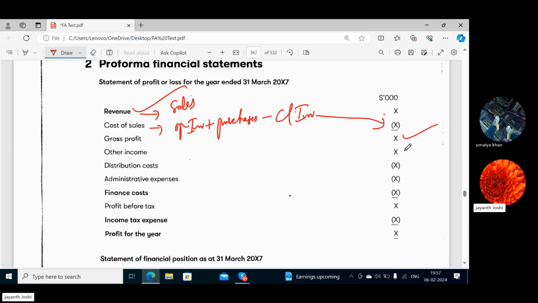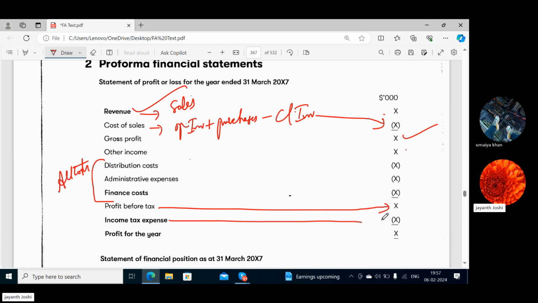Then you add other incomes to this. And you remove all the types of costs like operating, administrative, and finance costs. So all costs you remove. And then you get the profit before tax. From that you remove the income tax expense, you get profit for the year. This is the pro forma of the statement of profit or loss.